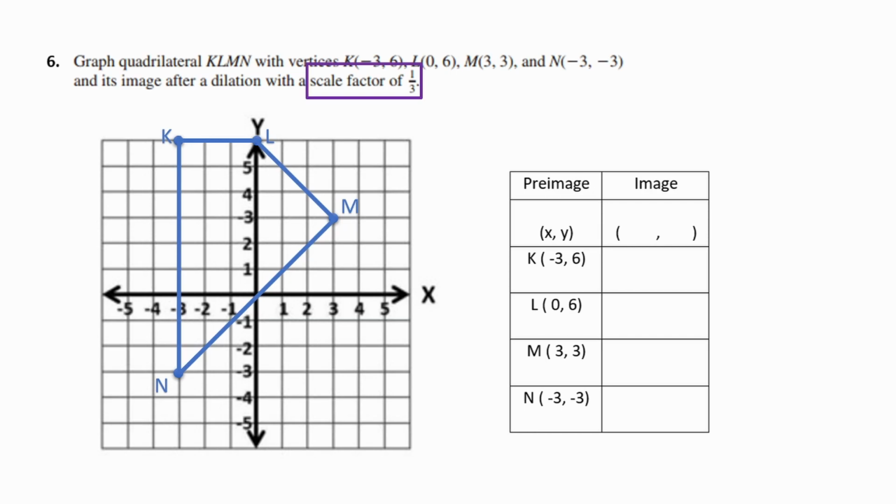So based on our previous slide, I can take the different coordinate points of each of these vertices of my quadrilateral, and I can multiply their x and y coordinates by 1/3. So that's what I'm going to do in my table off to the right here. So K prime, if I take -3 and 6 and multiply each of those by 1/3, I get -1, 2. For L, I have 0, 6, multiply each by 1/3, and I get 0, 2 for L prime. For M prime, I get 1, 1 after multiplying 3 and 3 by 1/3 each. And then similarly for N prime, I'll get -1, -1. And then connect all of my vertices with the lines, and here is my new image.